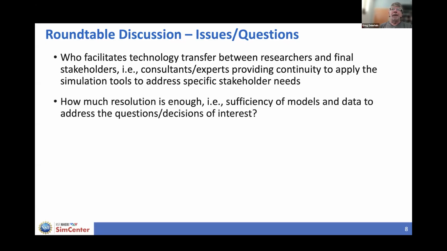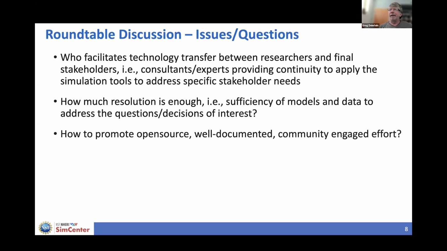So that's a question. When you do these high resolution models, how much resolution is enough? That is, you don't want to apply high resolution when you don't need it, but you want sufficient resolution, and it's really tied to the questions or what decisions you're trying to inform with a certain set of simulations.